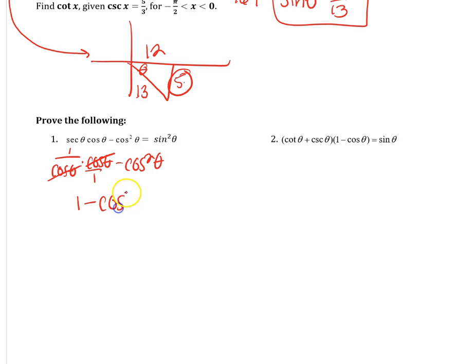Now this is where you need to know your identities. Cosine squared of theta plus sine squared of theta equals 1. So if I rearrange this, sine squared of theta would equal 1 minus cosine squared. So therefore, this just equals sine squared of theta.